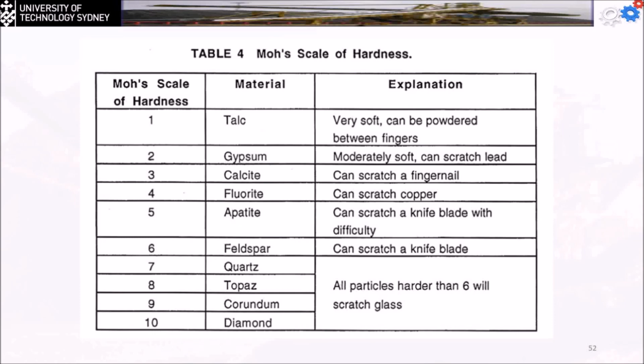You can see that everything above 7 is going to be for the quartz, the topaz, the rhodium, which is going to be very hard material, while the fine material like the talc and the gypsum is going to take 2. The calcite is going to be 3, which can be scratched by the fingernail when you do the test for it.